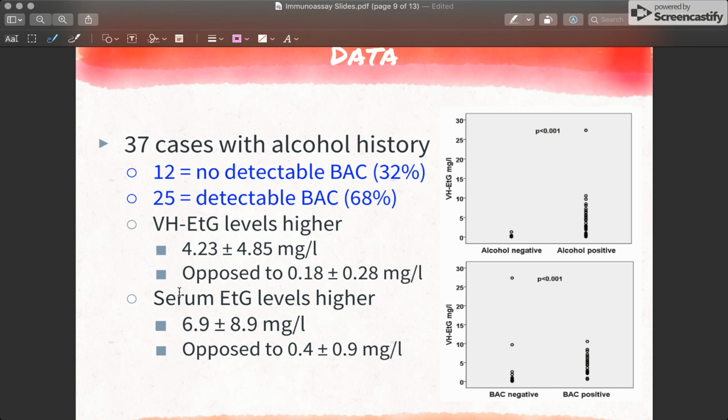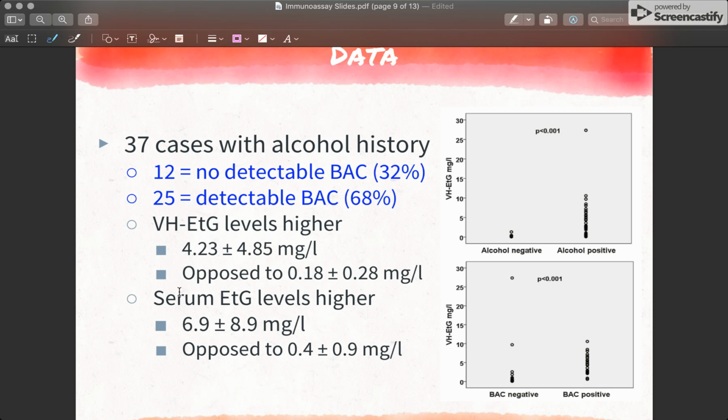And so that was, remember, based on the medical or doctor records. And so 12 of those were not detectable, did not have a detectable BAC. So that's about 32%. So a pretty significant number of them did not have any detectable BAC, even though they had an alcohol history. Well, 25 did, so 68%.